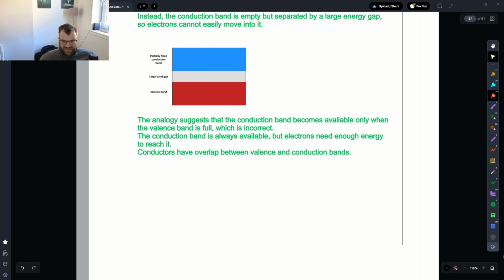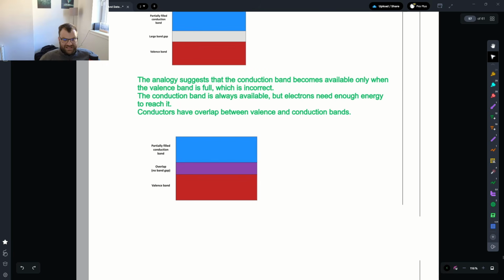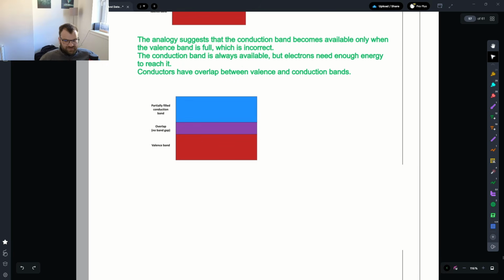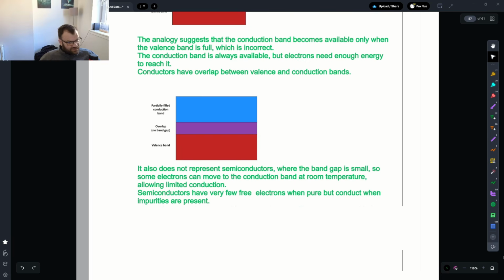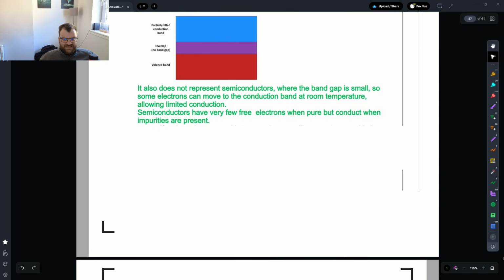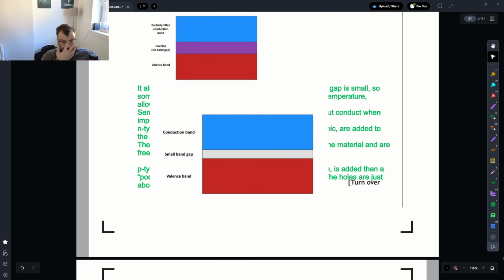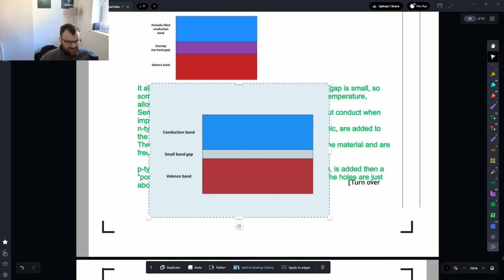In conductors, there is an overlap between the valence and the conduction bands. And that's why it is easy for their electrons to move between the two of them. And that's why they do conduct electricity. And then talking about semiconductors, there is a band gap, but it's fairly small. And that means there is the potential for the electrons to move between the two of them.